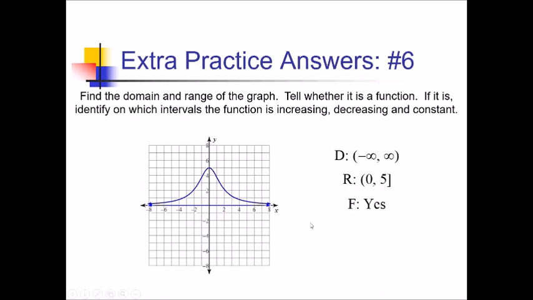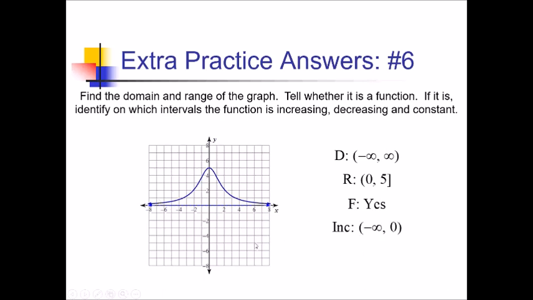For decreasing and increasing intervals and all that, it looks like we are increasing over here on the left side from negative infinity to 0. We're going up over that whole stretch, although going up very slowly as you look further and further to the left here. So we'll have negative infinity, comma 0 with parentheses for the increasing interval.